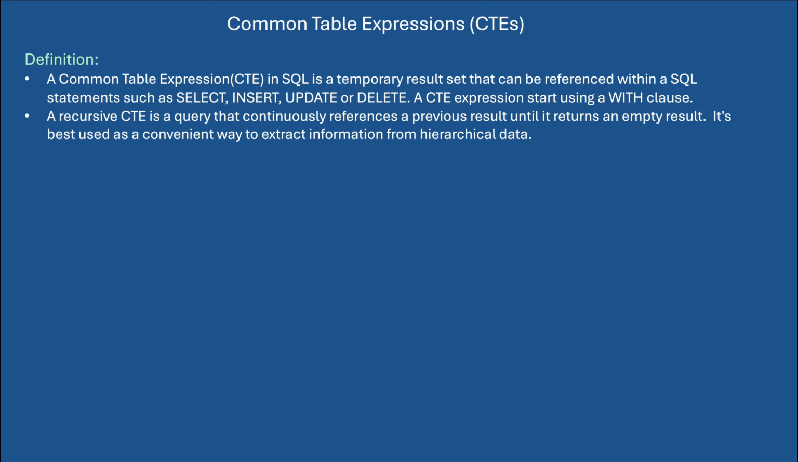Let's go ahead and understand the common table expression. By definition, a common table expression in SQL is a temporary result set that can be referenced within a SQL statement such as select, insert, update, or delete. A CTE expression starts with a with clause, and there are two types of CTE expression. One is recursive CTE expression and another is non-recursive CTE expression.